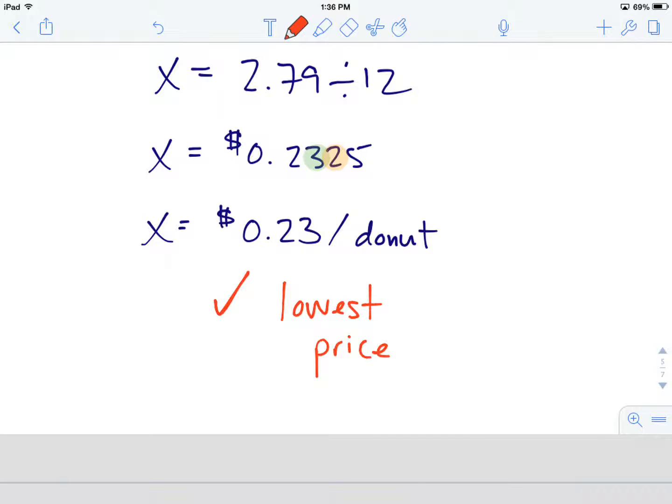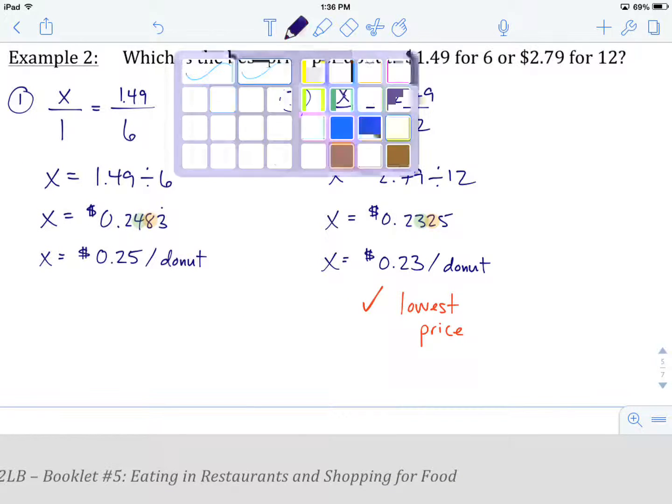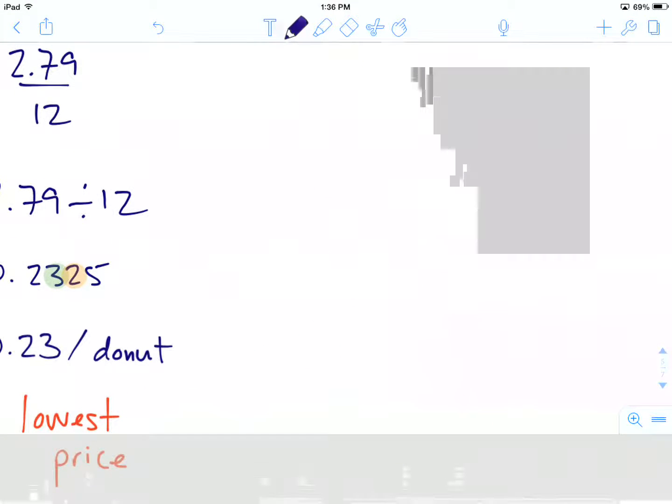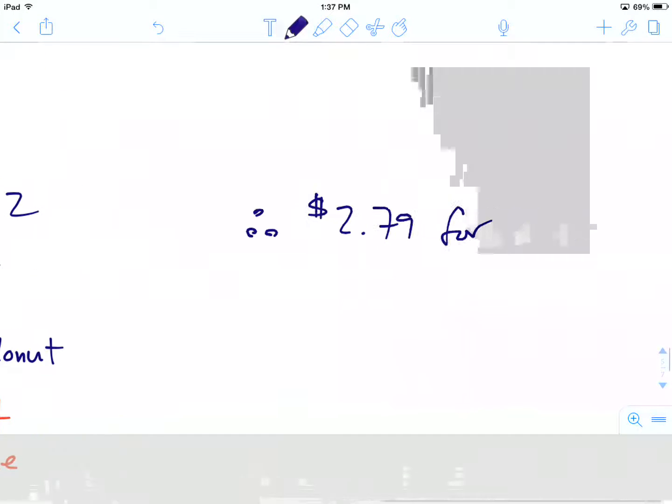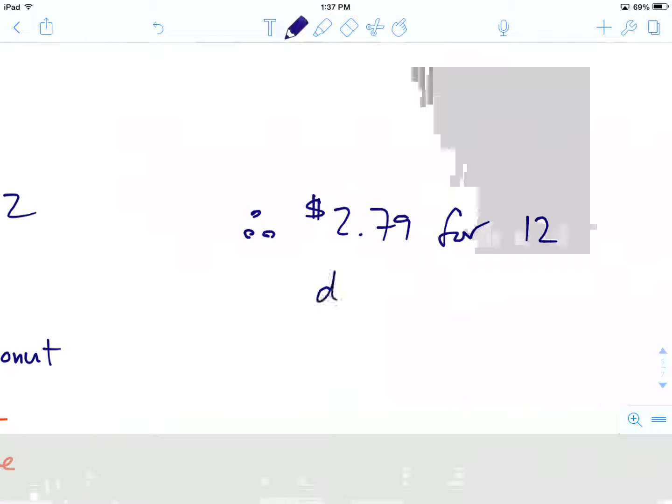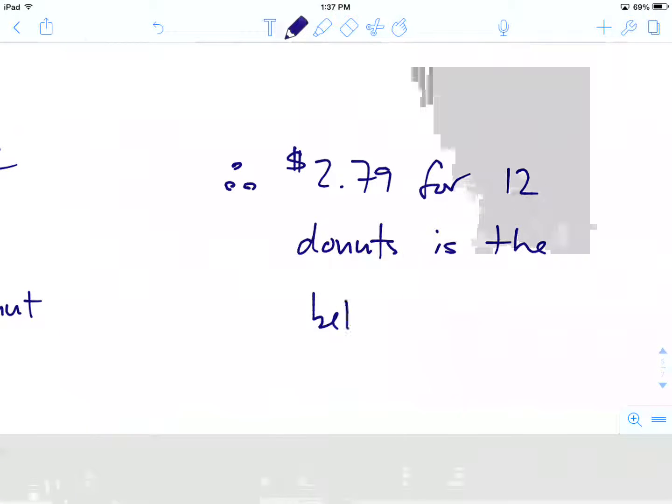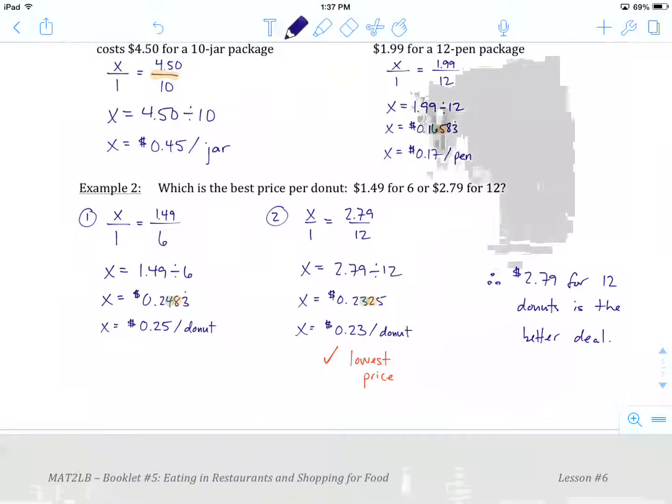Which is great. So now we just need a quick little summing up statement, which I'll do over here. Therefore, $2.79 for 12 donuts is the better deal. And a little summing up statement like this is always a good idea with a bit of a word problem. So there's our answer. And that brings us to the end of lesson number 5.